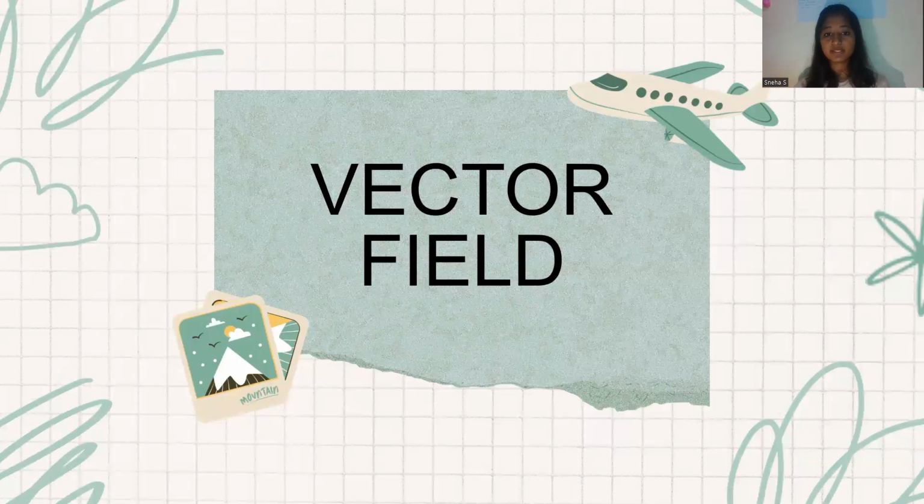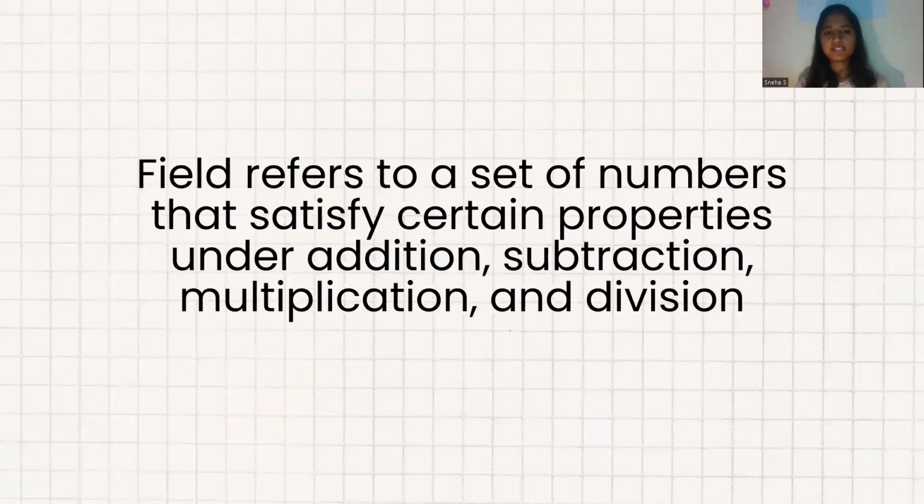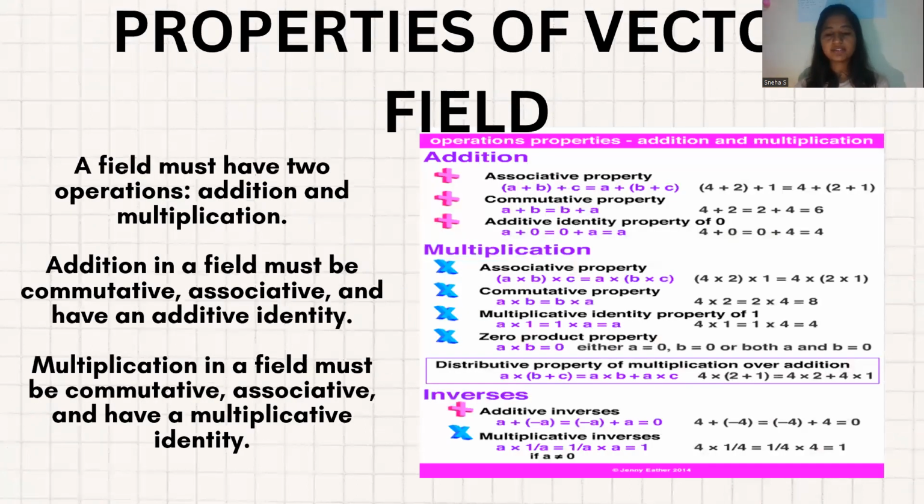Now let us see what is a vector field. A field refers to a set of numbers that satisfy certain properties like addition, subtraction, multiplication, and division. Properties of a field: a field must have two operations, that is addition and multiplication. Addition in a field must be commutative, associative, and have an additive identity. Multiplication in a field must be commutative, associative, and have a multiplicative identity.